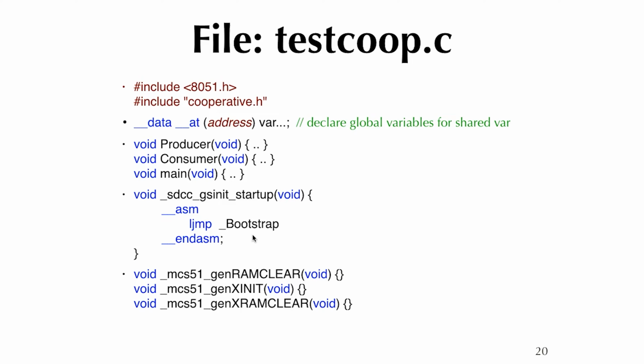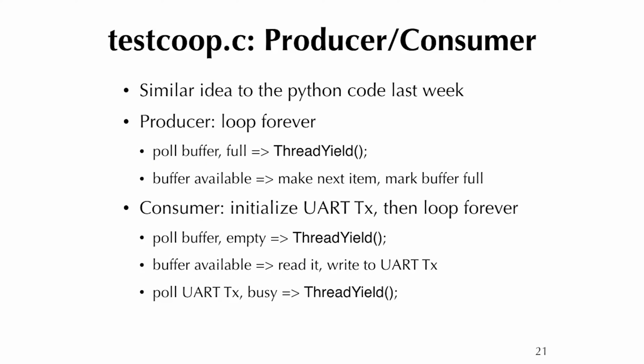And so on startup, it jumps to Bootstrap. Okay, and then we'll talk about how Bootstrap should look. The idea is very similar to the Python code, but you do need to remember to call thread yield, right? Then you pull the buffer. If it's full, then call yield. If the buffer is available, then you make the next item and mark the buffer full.